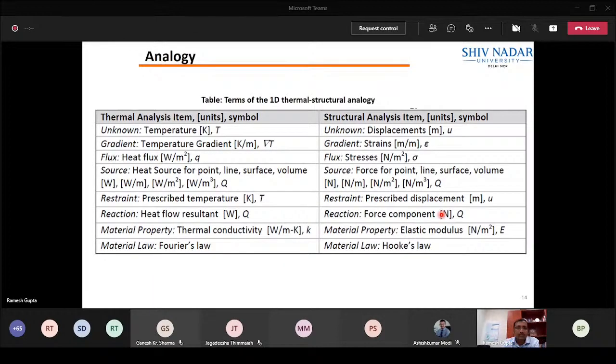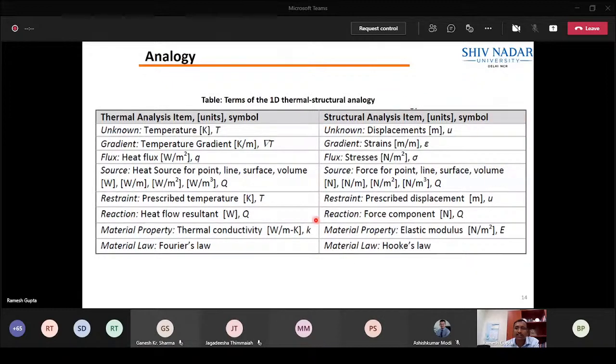So with this small background about why and where we can apply the finite element method, I would like to illustrate the analogous quantities. Maybe first you please pay attention to the table on the right hand side, where I have already described many quantities.